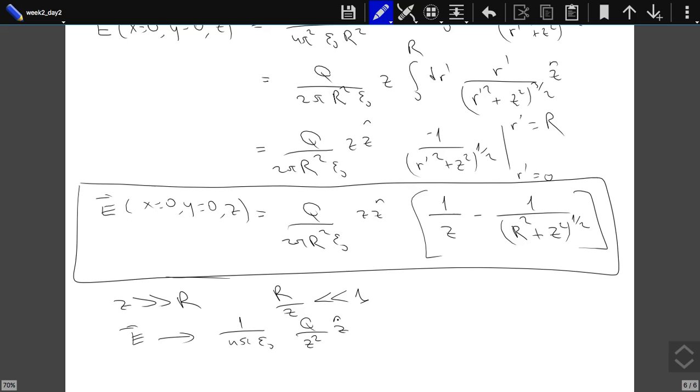Let's try to show that this is actually true in the z hat direction. Do you agree that when z is very large, much larger than the size of the disk, this should be the electric field? Do you agree or disagree?